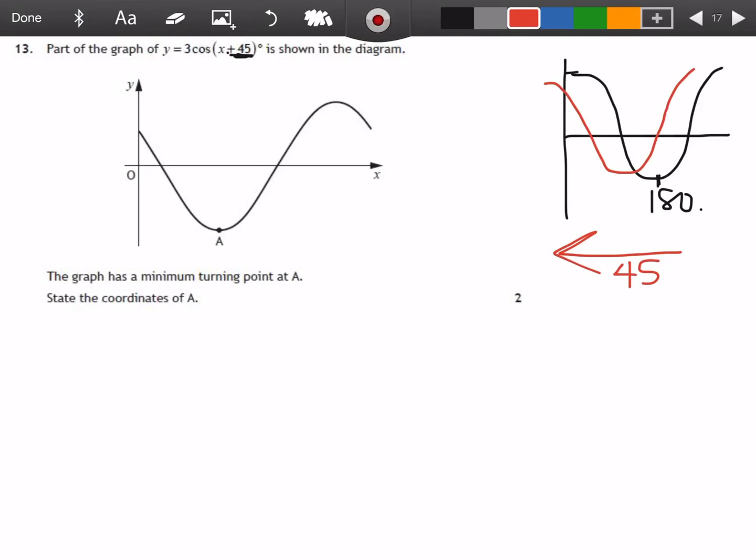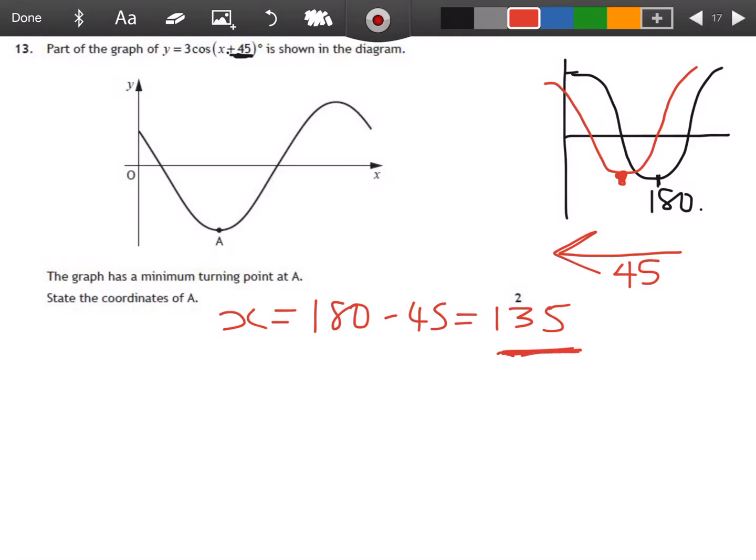Okay, so the coordinates we're trying to find is that point there. Now, the minimum turning point used to happen at 180. As I said, it's shifted back 45. So the x value would be 180 take away 45. The x value must be 135. That's the x value.